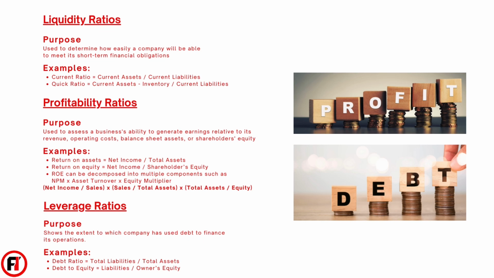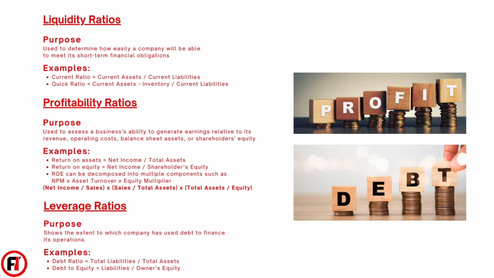That's ROE. Now we're going to move on to leverage ratios. This looks at how much debt the company takes on to finance its operations compared to its equity. Some common ratios down here: the debt ratio, which looks at your total liabilities, so your total debt, compared to your total assets.